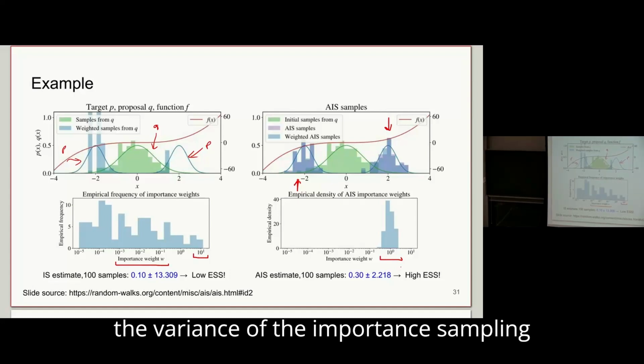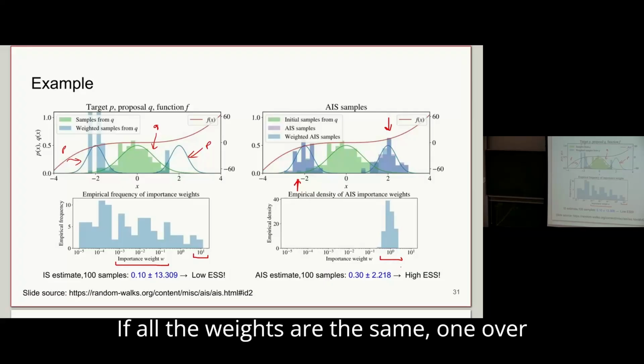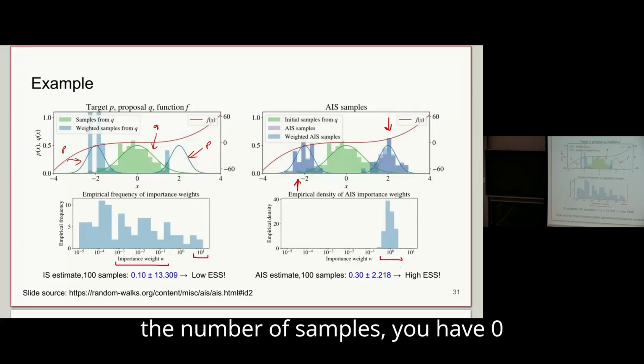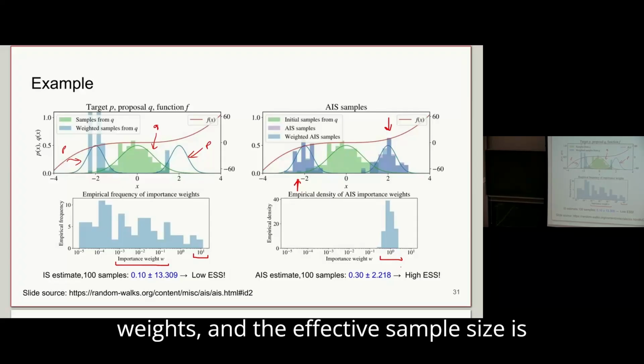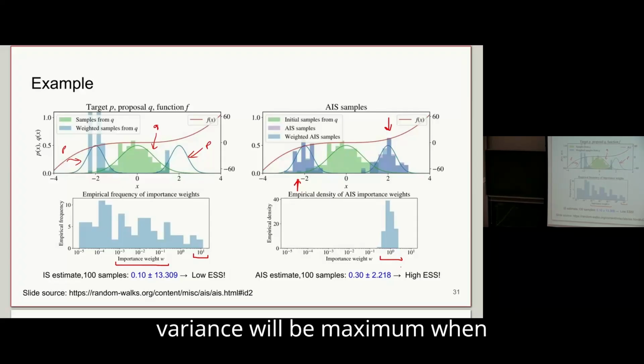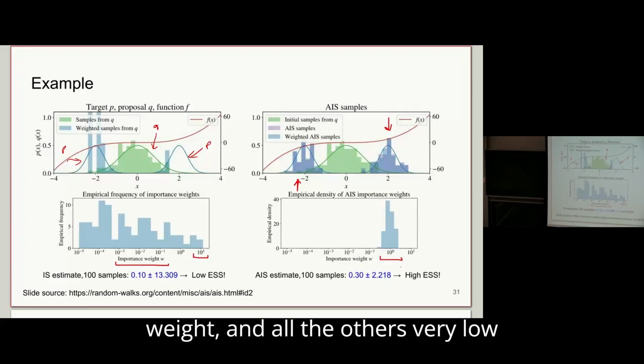And the variance of the importance sampling weights is directly related to the effective sample size. Think about this. If all the weights are the same, 1 over the number of samples, you have 0 variance in your importance sampling weights, and the effective sample size is maximal. And you can show that the variance will be maximum when only one of the samples has the largest weight, and all the others have very low weights.